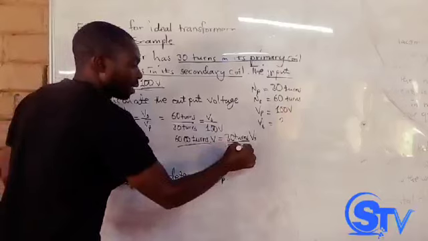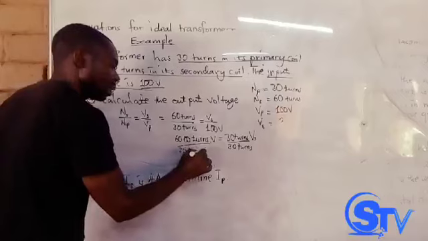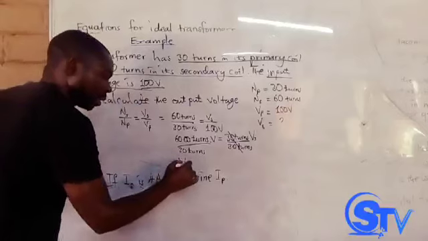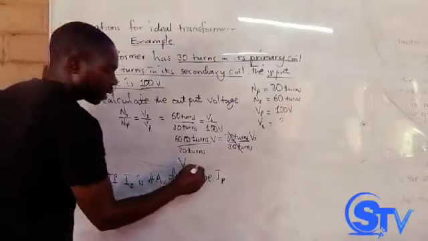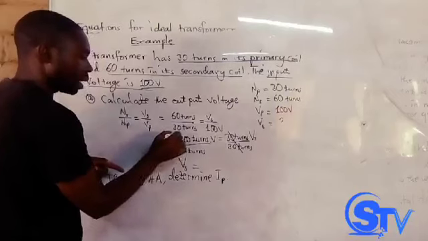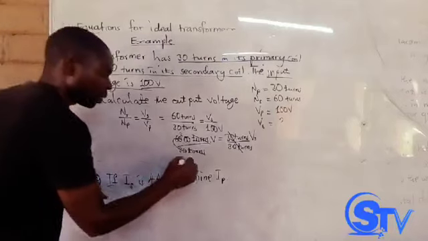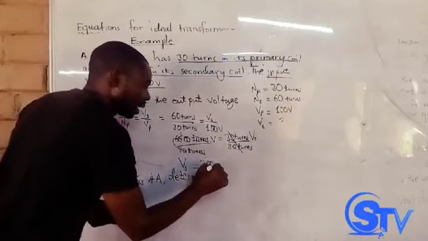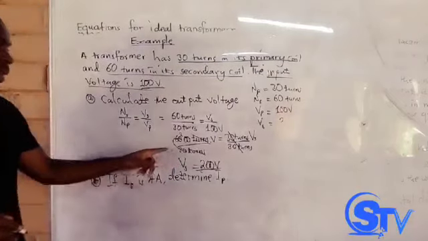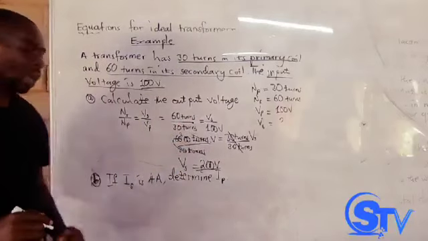So we're going to divide both sides by 30, and this side by 30 turns. So the turns cancel, and we have just remained with VS, which is the voltage in the secondary. Then we can state how many times can 30 go into 60, that is 2. So what you have remained with is 200 volts. So meaning that the output voltage is 200 volts. I hope you are following.